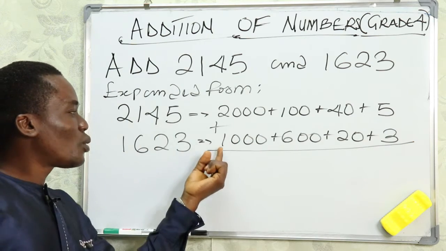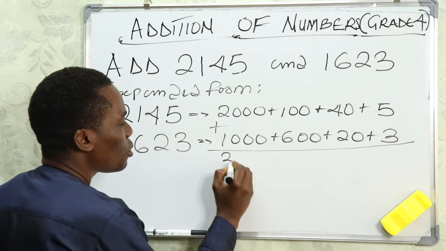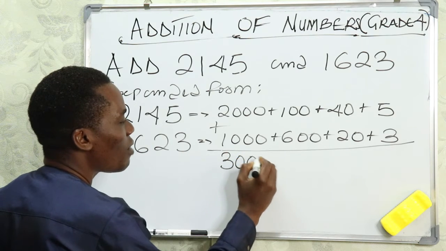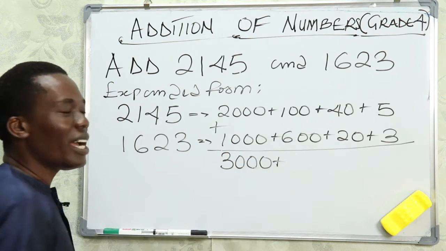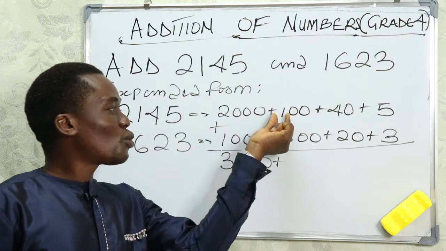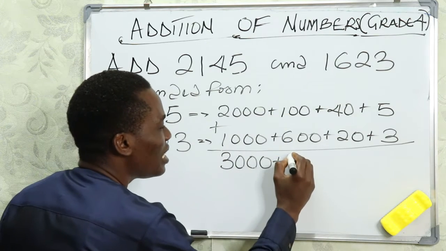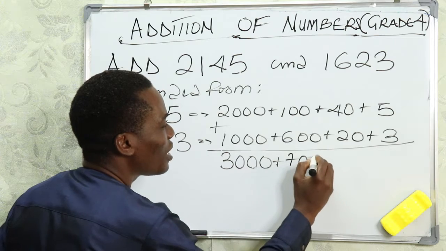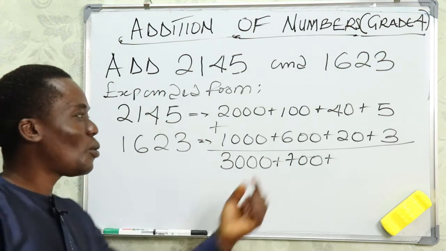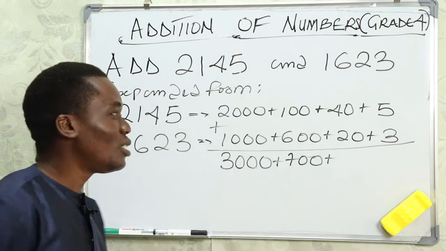Now 2 plus 1, that will give you what? 3. So that means for the 1000 states we have what? We have 3000, right? Now 6 plus 1 is what? 7. In the 100 states we have what? 700. Now let's go. 4 plus 2 is what?